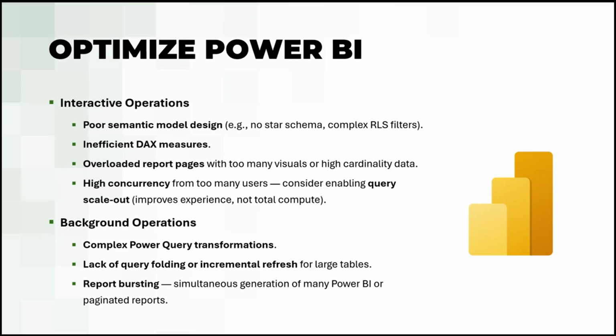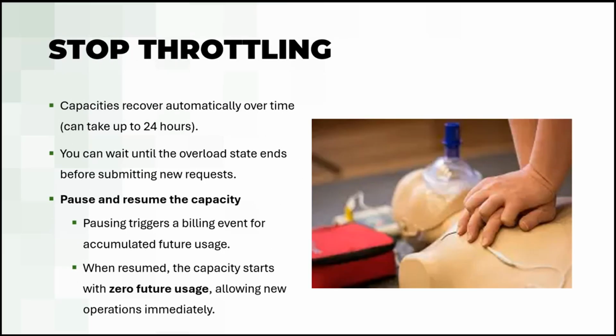Background operations: we've got complex, heavy query transformations, and again those have to be sorted. Lack of query folding or incremental refreshes: in Fabric we've got incremental data refreshes now. Report bursting, the simultaneous generation of many reports: we put a stop to it and simplify what reporting is required.